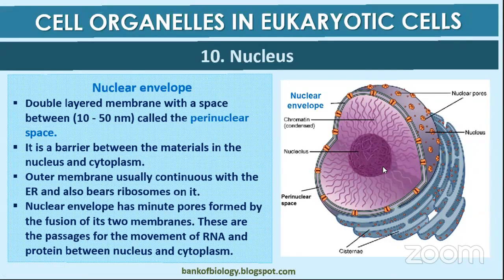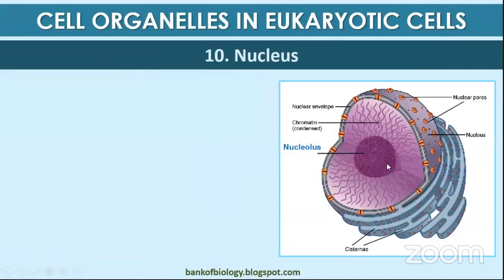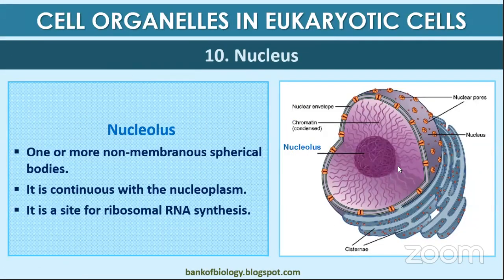The chromatin network will contain histone proteins and DNA, which form the chromosomes later. Then the nucleolus: one or more non-membranous spherical bodies are found, which are called the nucleolus. It is continuous with the nucleoplasm. It is a site for ribosomal RNA synthesis.